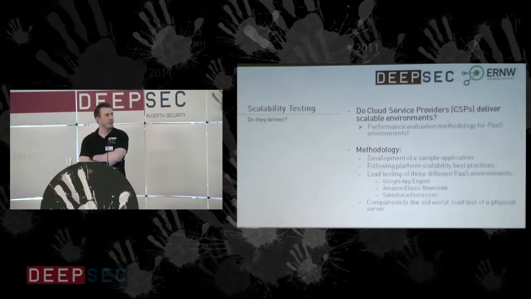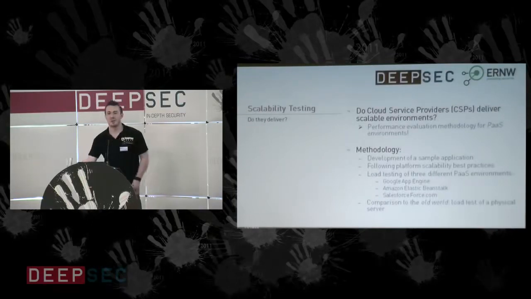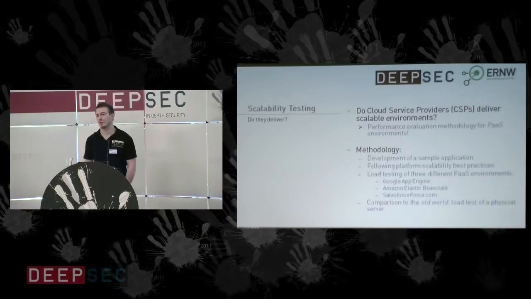In doing so, I evaluated 3 major cloud service providers, which are Google App Engine, Amazon Elastic Beanstalk, and Salesforce.com. These are platform as a service providers, and from our point of view, platform as a service is a very interesting offering because it abstracts from a lot of concepts for high availability. You don't have to deal with load balancing anymore. You don't have to deal with data store redundancy and data store scalability anymore. And even more important, there has not been an evaluation of platform as a service performance yet.